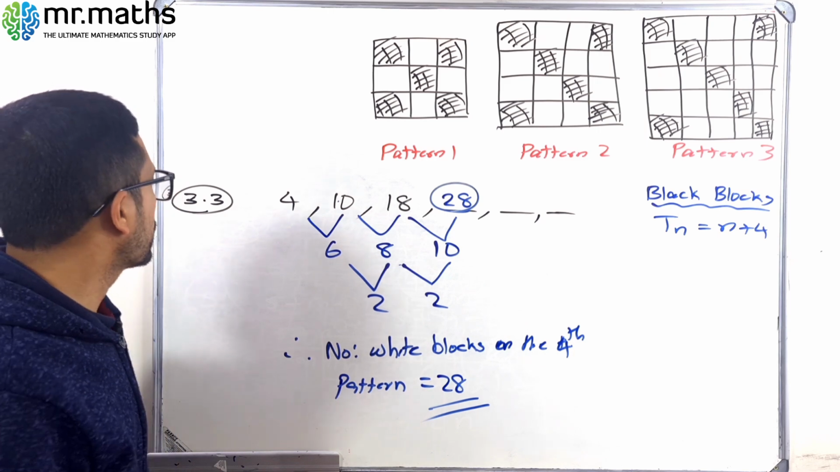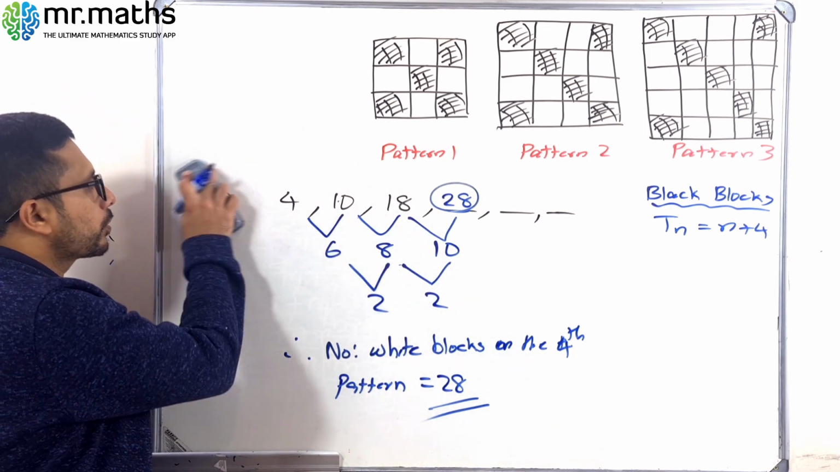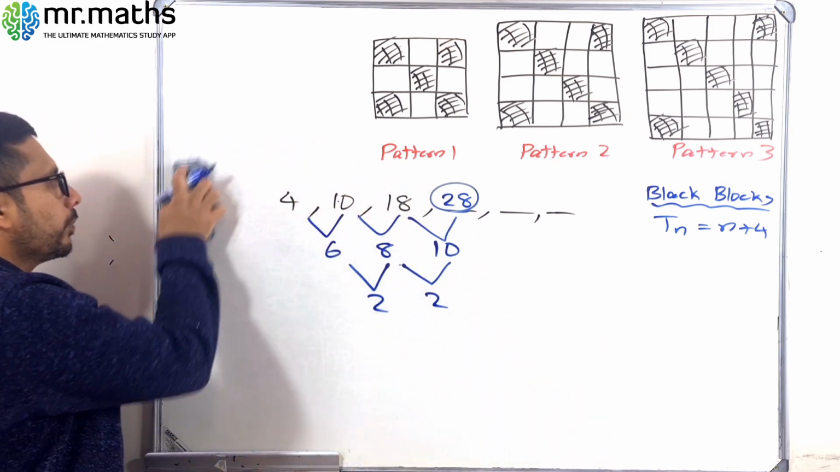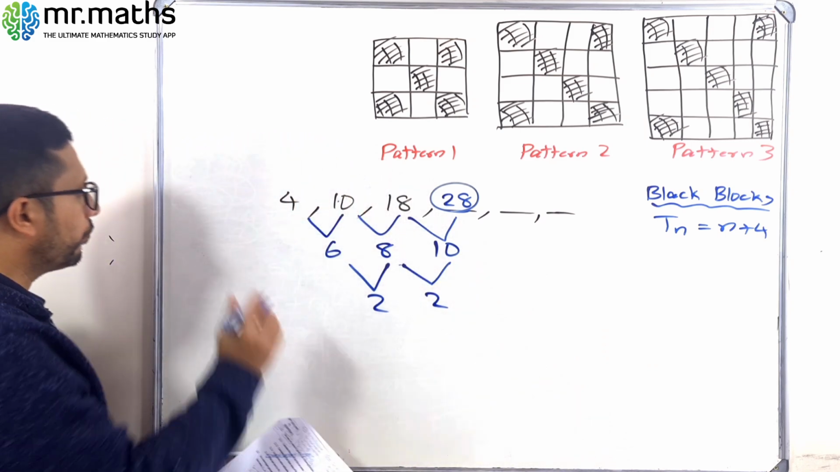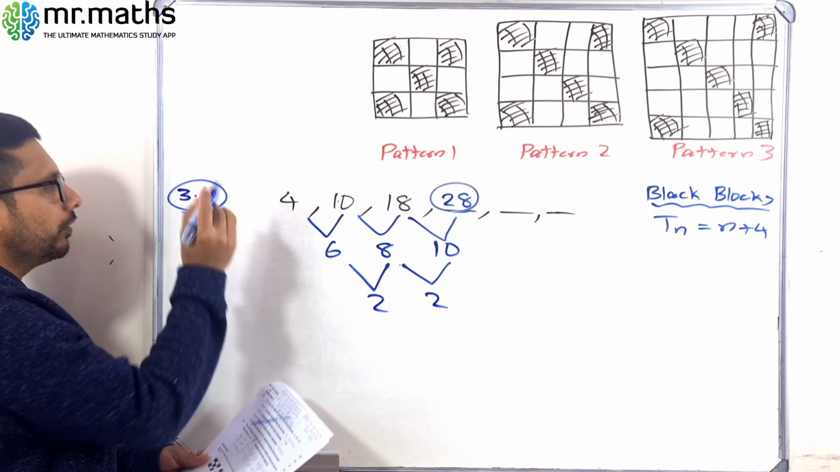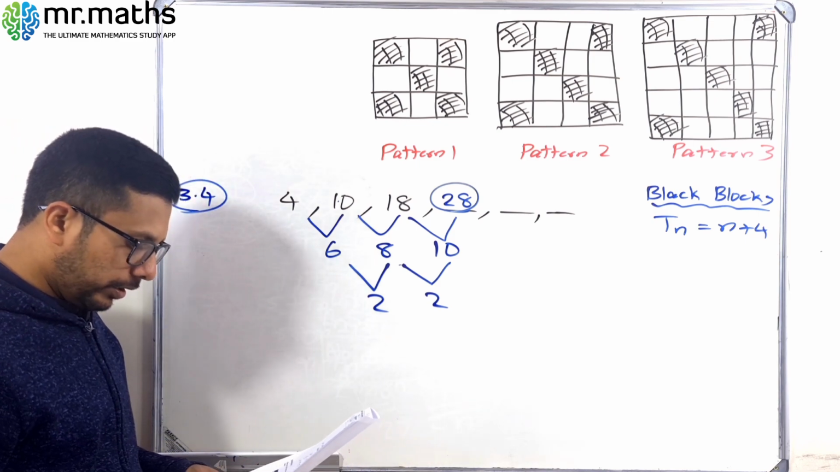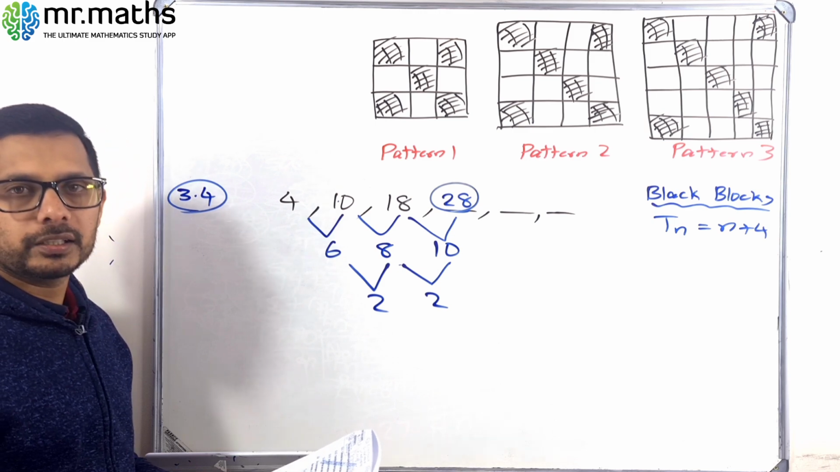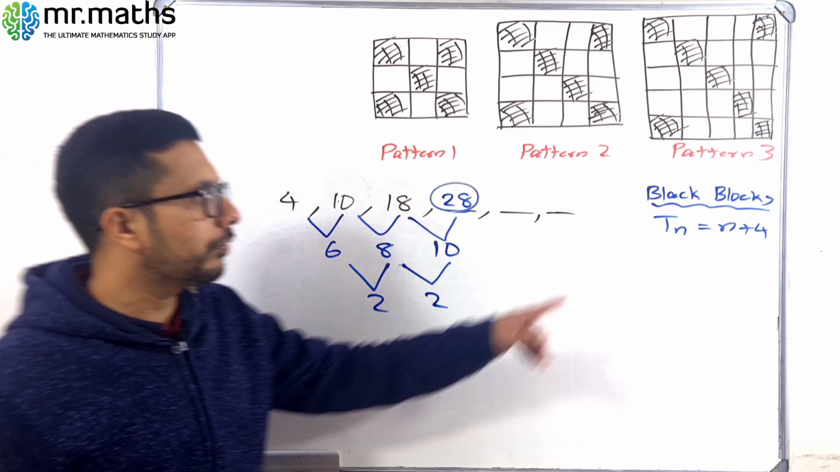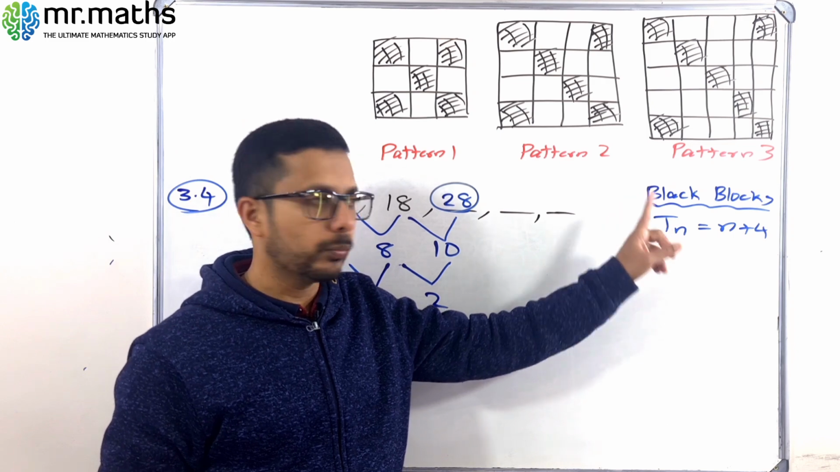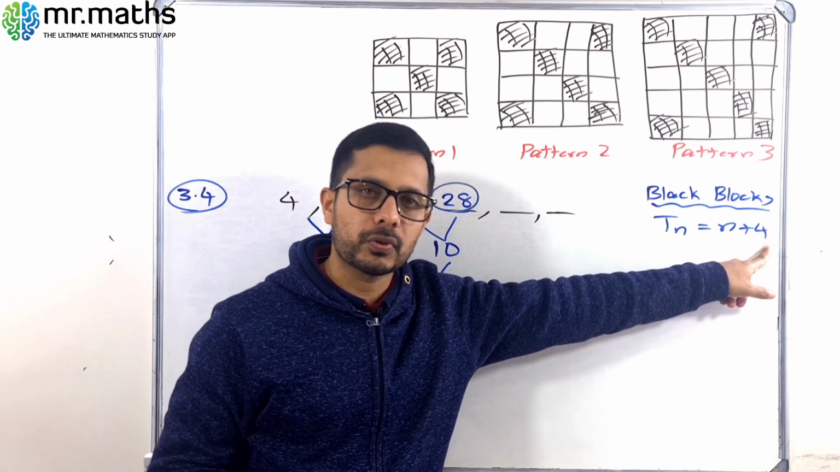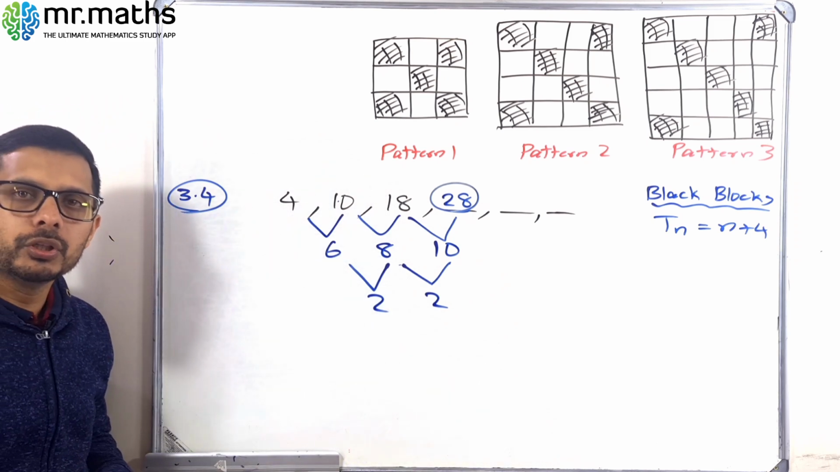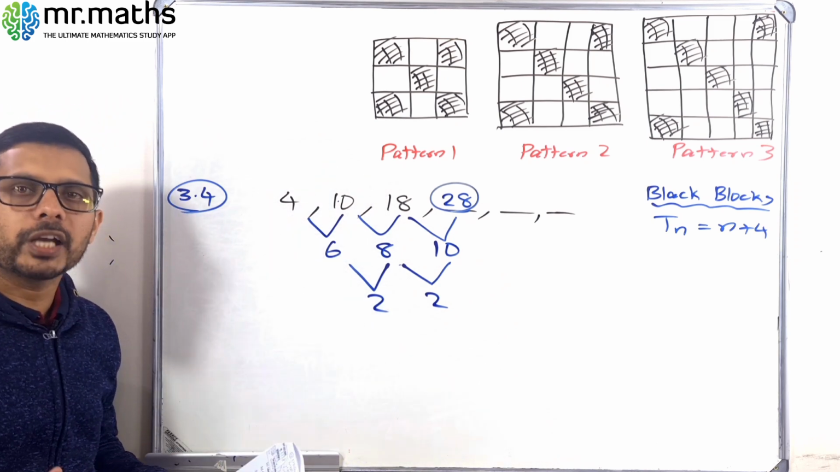Okay, so that is question number 3.3. Now let's move to the next question, question number 3.4. What is question number 3.4? Determine a formula for the number of white blocks in pattern n. Similarly, here we got a formula for black blocks, Tn is equal to n plus 4. Now in 3.4 they are asking you to write a general formula for white blocks.